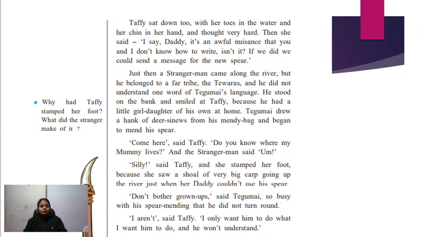Now, see, Taffy is sitting down because her father is mending the spear. Taffy is sitting down with her toes in the water and her chin in her hand. And she said, "Father, what if we would have been able to read and write? Very easily we would have sent the message for the newswire and we could have got one. But it's sad that we can't read or write." Just then a stranger man appeared, and he belonged to a far tribe, the Tevaras. He couldn't understand even a single word.